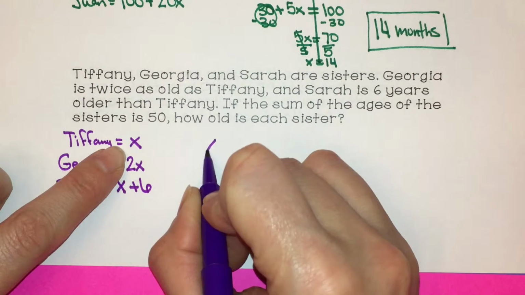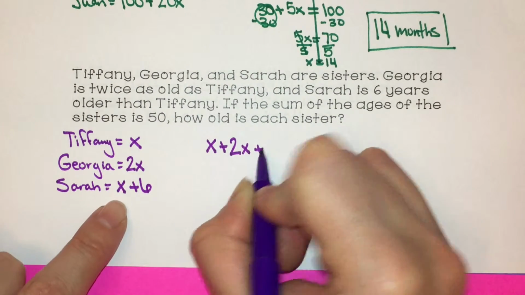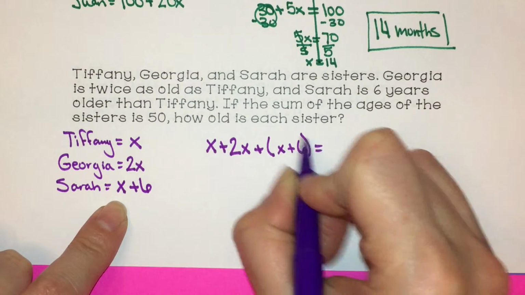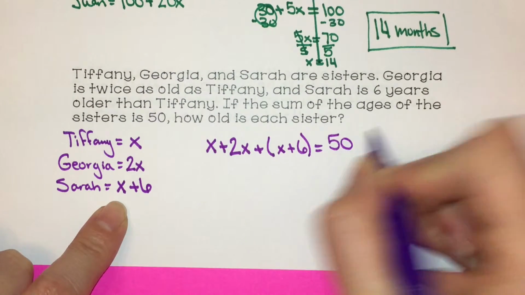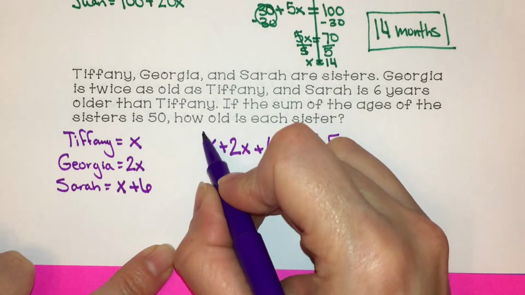So we have Tiffany is x years old, plus Georgia is 2x years old, plus Sarah is x plus 6 years old, and all together those add up to 50. So here I'm going to solve for x. Remember, x is the same thing as 1x.